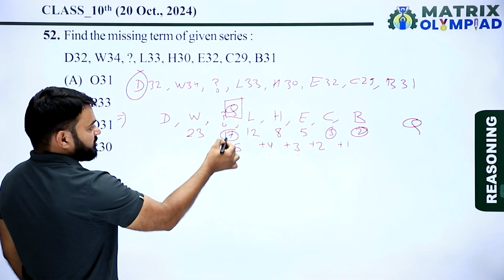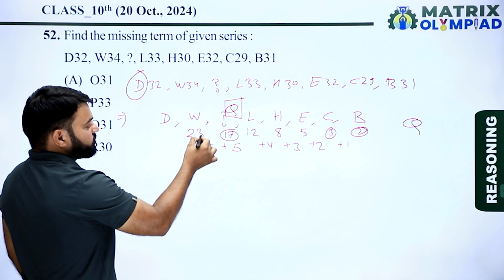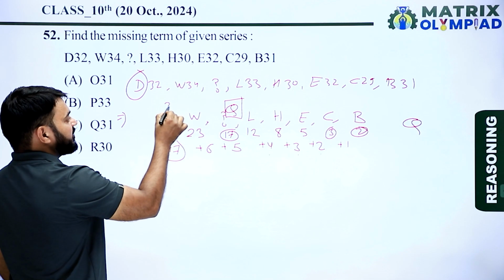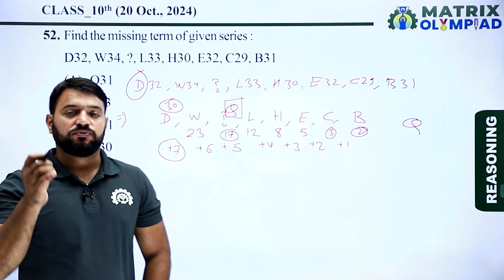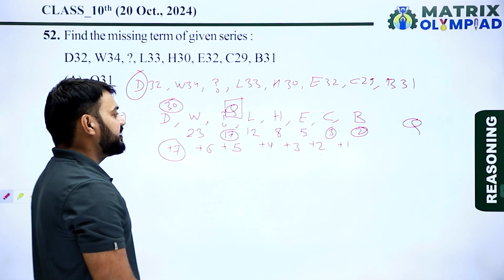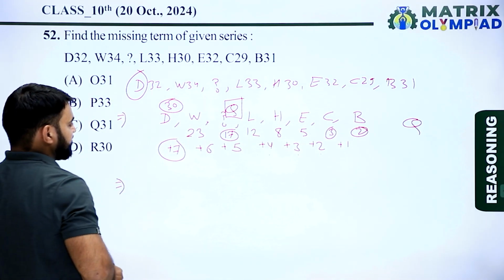Now, 17 plus 6, it means 23. Now, 23 plus 7, it means 30. और D की प्लेस वैल्यू 4 भी होती है और 30 भी होती है. सो मिसिंग अल्फाबेट इज Q. अब अपन नंबर सीरीज चूज करते हैं.